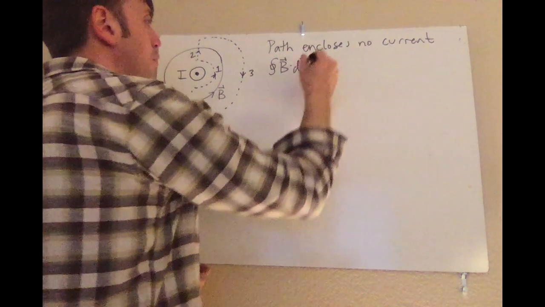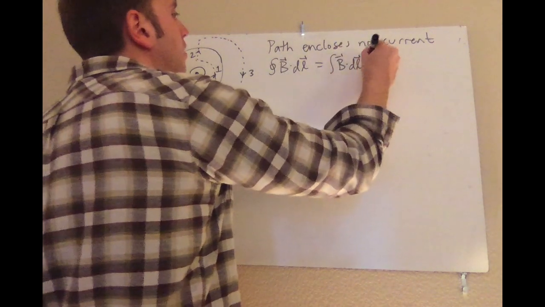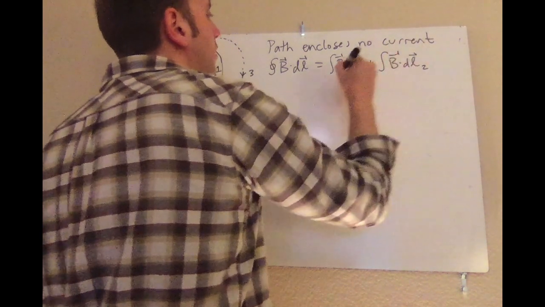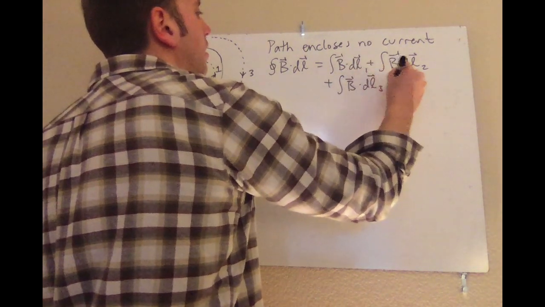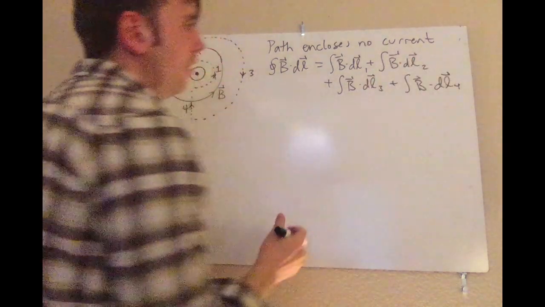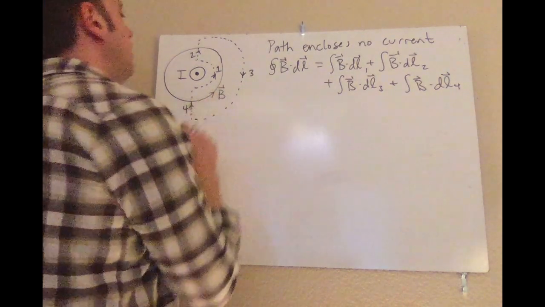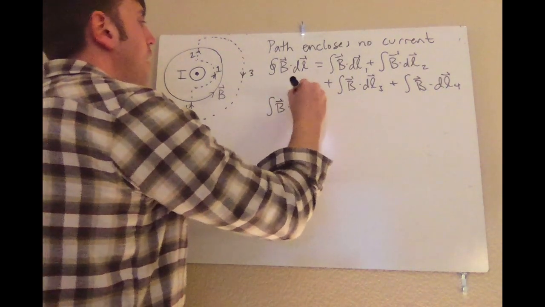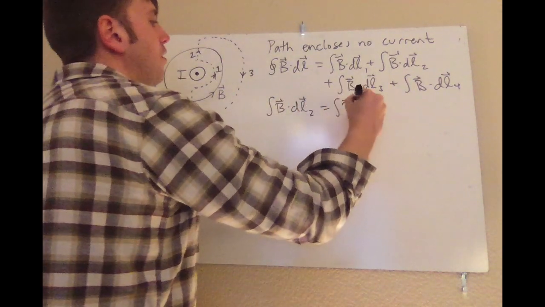So if I want the total integral of B dot dl for this closed path, again, I can break it up into these 4 parts. I've got B dot dl 1, I've got B dot dl 2, I've got B dot dl 3, and I've got B dot dl 4. Okay, so we're going to think of it in those pieces. Now, immediately I can say that B dot dl for both paths 2 and 4 are both going to be 0.